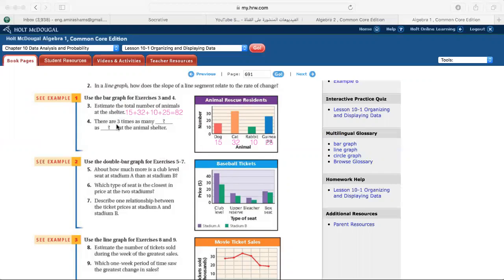Okay, there are 3 times as many as the animal shelter. There is a number that is almost 3 times another number. Who can tell me? I have here 4 numbers. Which number from the 4 numbers is 3 times another number from the 4?